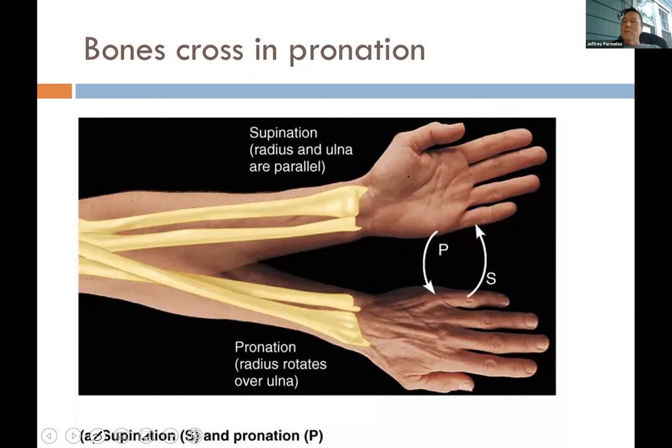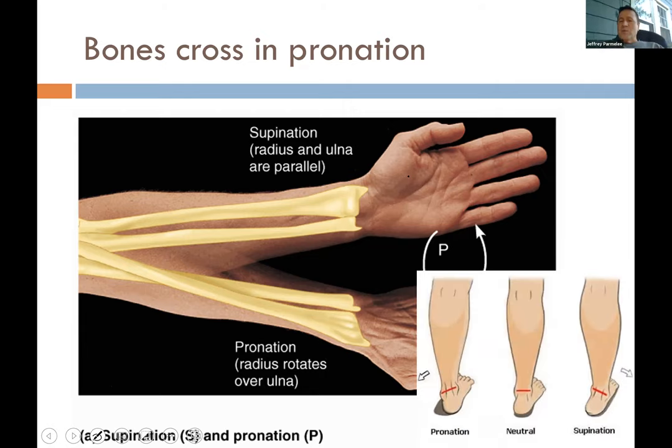And here are these two terms of movement. Whenever you put your hand out, like anatomical position, it's supinate. When you cross the bones, you're pronating. And I think of it as, I want a bowl of soup. So I put my hand out for a bowl of soup. The other way, it would dump the soup over. So supination, pronation.